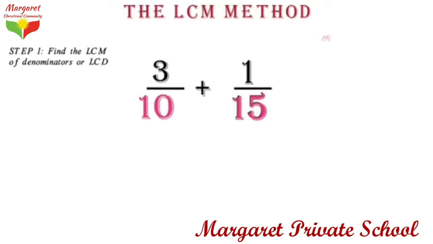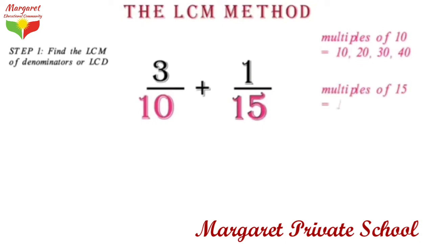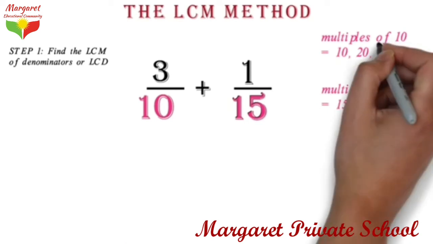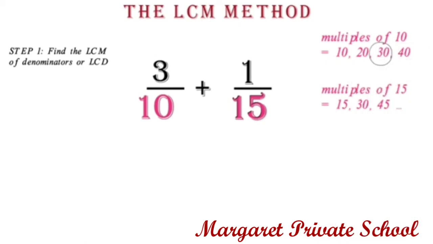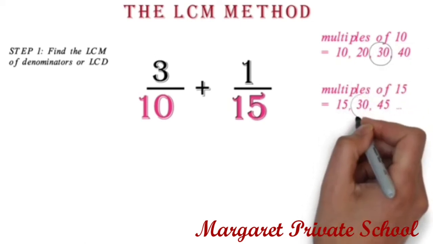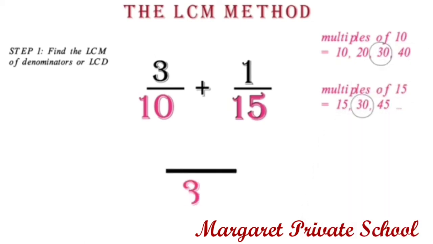The multiples of 10 are 10, 20, 30, 40, and so on. The multiples of 15 are 15, 30, 45, and so on. You will notice that the least common multiple is 30, which will also be the least common denominator. Step 2. Converting the numerators by multiplying.